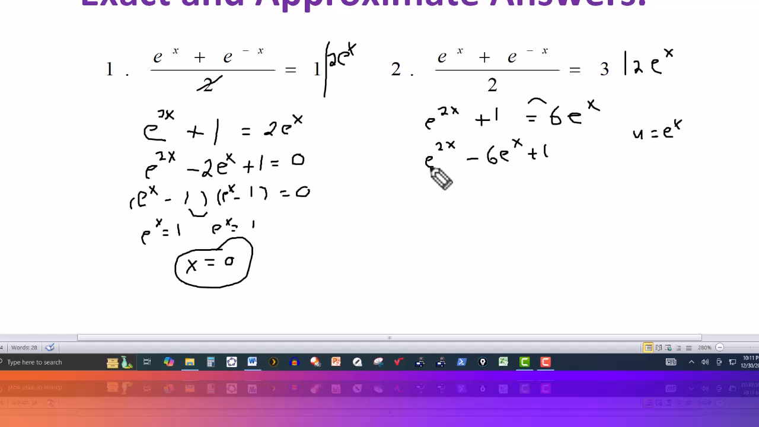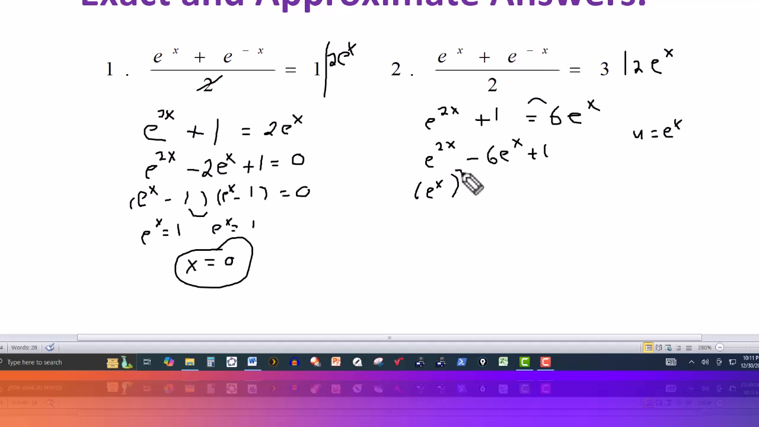So this first term would be u squared, because I square the e to the x, I get e to the 2x. And this would be u. So this would be u squared minus 6u plus 1. And I could solve for u, but I'm going to leave it in that form. But just so it makes sense, I'll write it in quadratic form.